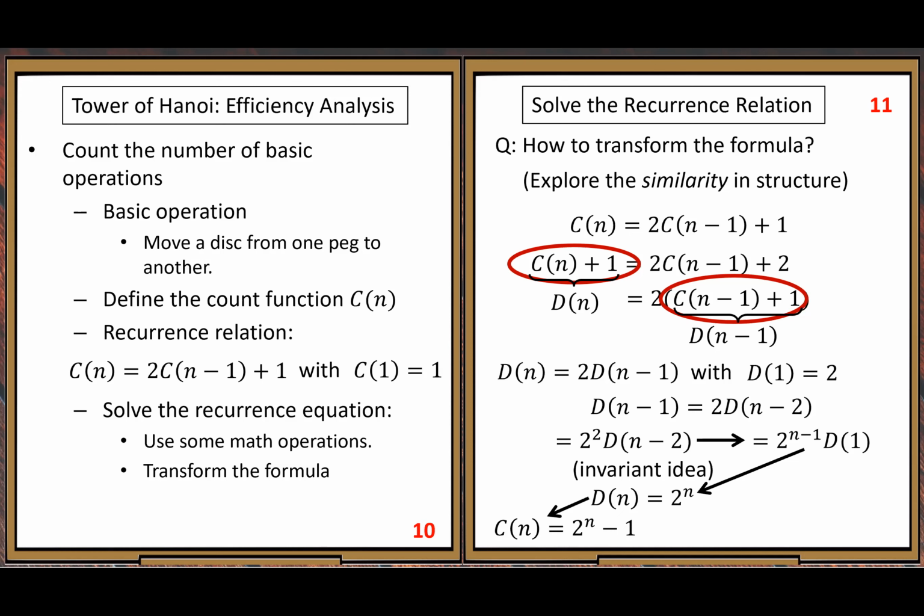And try to understand the invariant idea. The second time we use it today. Later we have many other places where we can use this idea.